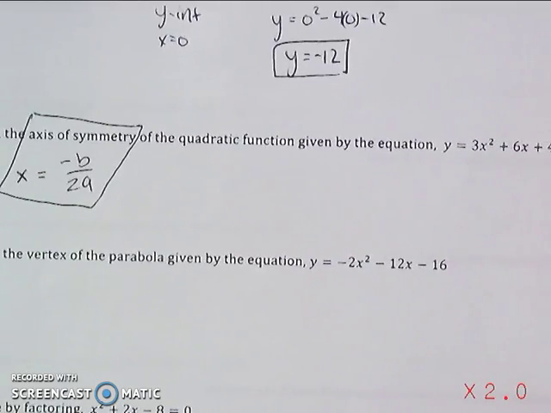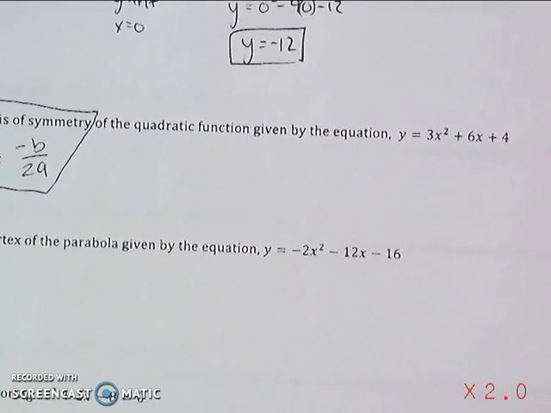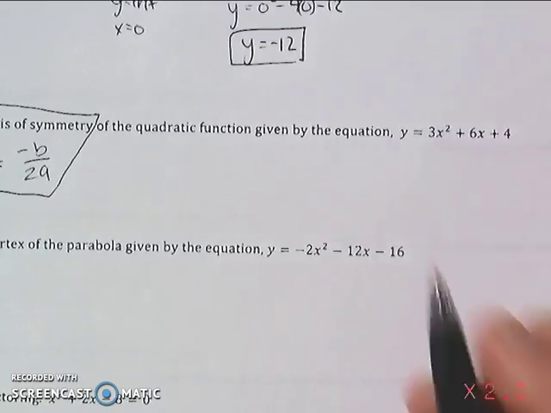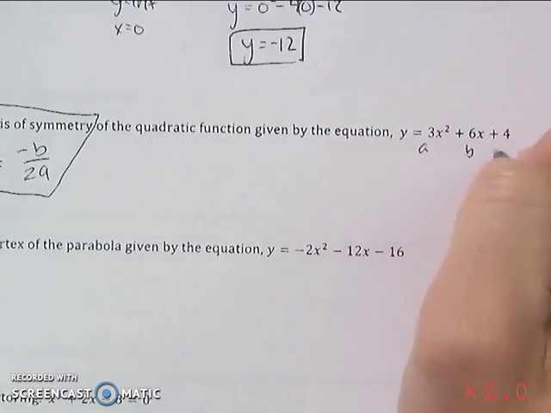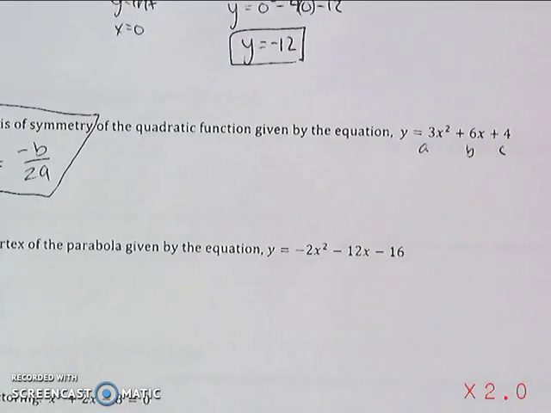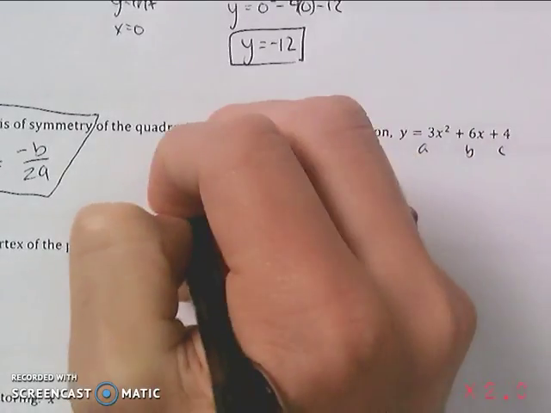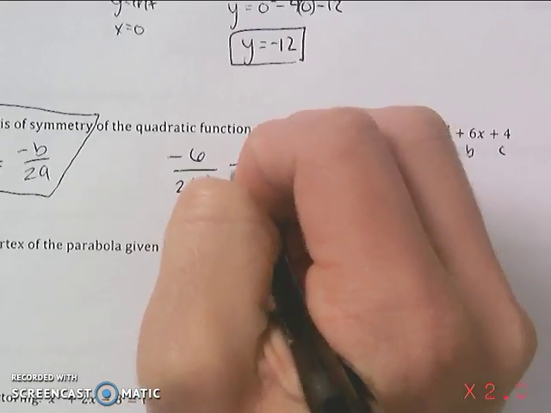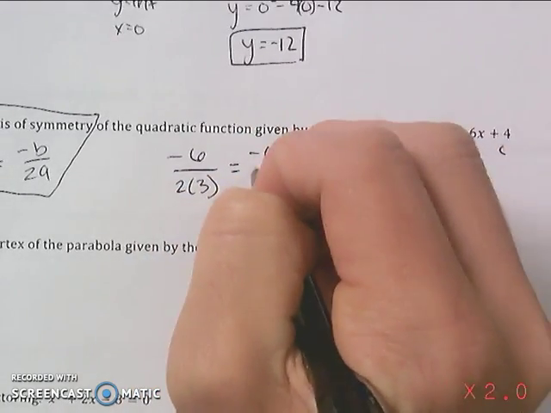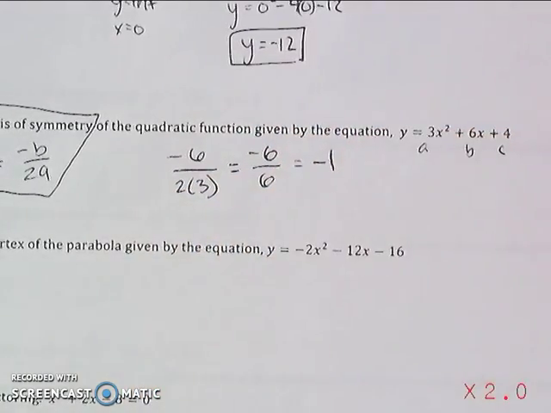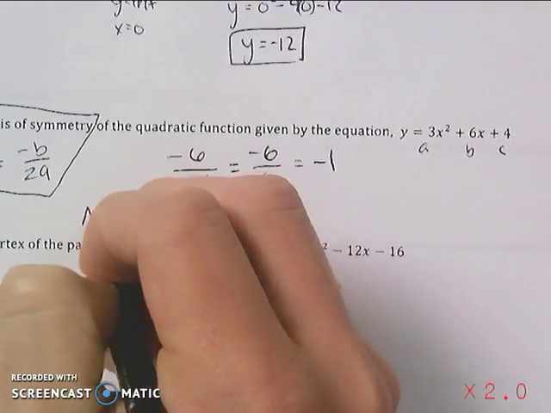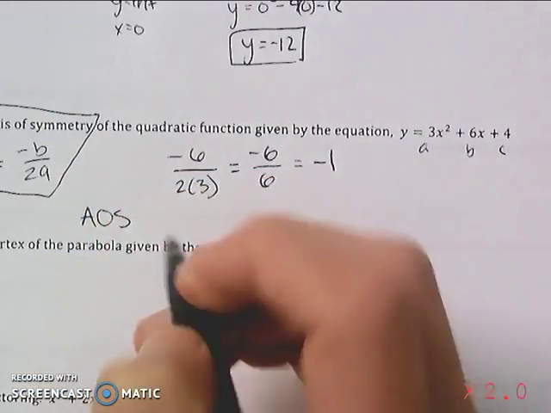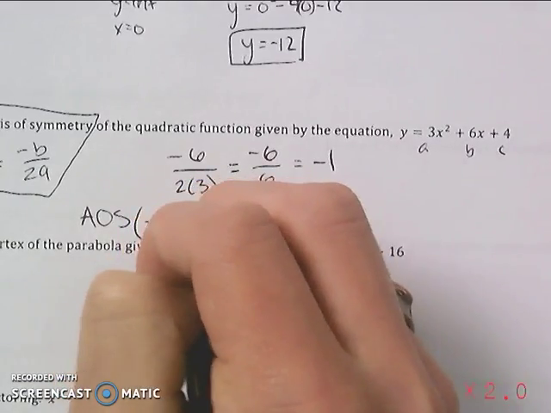So we're going to go over to our equation right over here, and this is a, b, and c. Those are the values there. So we're going to get negative 6 all over 2 times 3. That's going to give me negative 6 over 6, which is a negative 1. So my axis of symmetry, my AOS, is going to have an x value of negative 1, but now I need to find the y value.